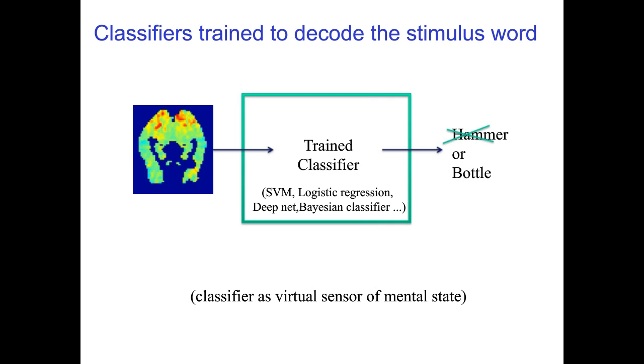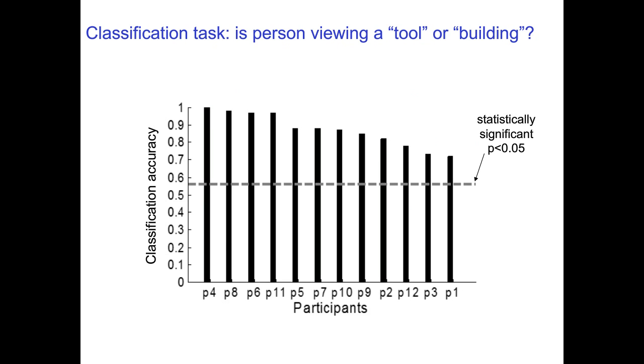So we tried that, and indeed it works. You see here, each of these black bars corresponds to one participant in our study and shows how accurately the trained classifier for that particular person could decode which stimulus they were looking at when it was shown additional images.